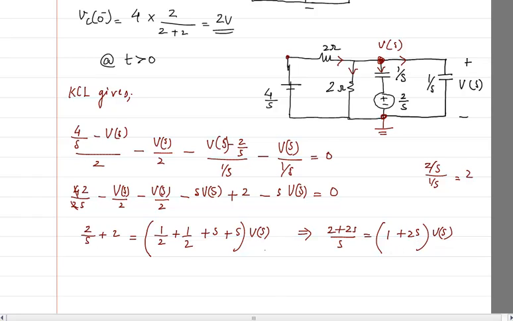Therefore, V of S is going to be 2 times (S plus 1) divided by S into (2S plus 1). If I divide both numerator and denominator by 2, the 2 will cancel off in the numerator, so it will be (S plus 1) divided by S into (S plus 1 by 2). Correct?